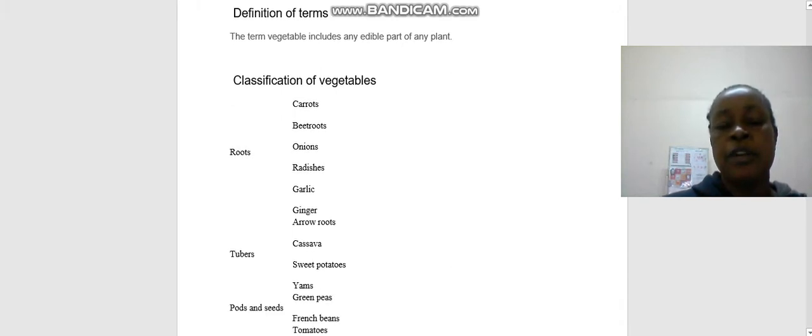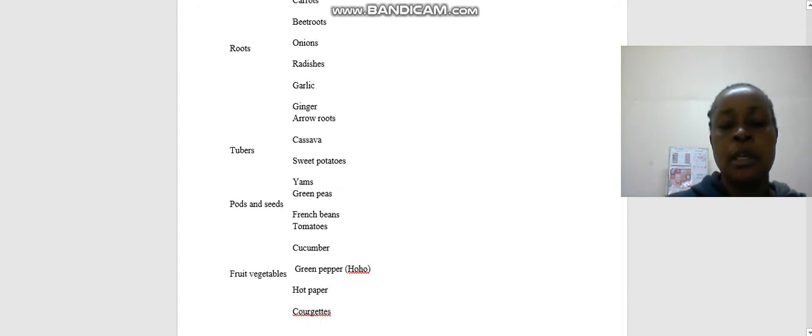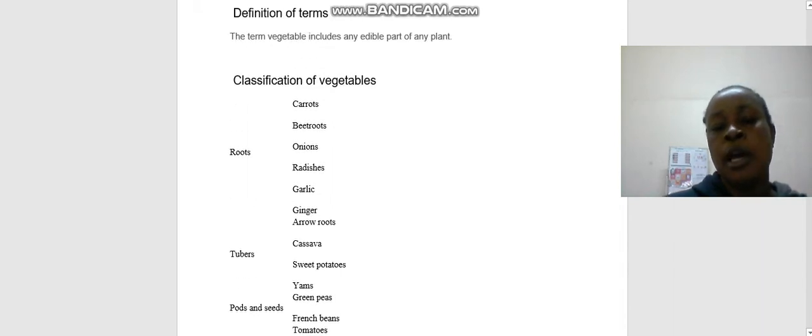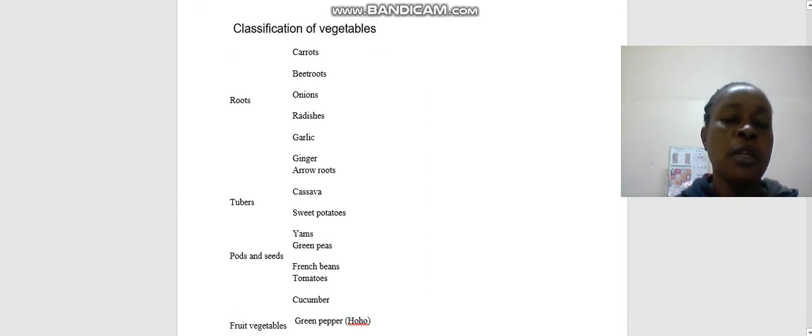Vegetables can be classified into roots, tubers, pods and seeds, and fruit vegetables, and under these I'm going to give examples. Under root vegetables, we have your carrots, beetroots, onions, radishes, garlic, ginger and arrowroots, and even cassavas. Most people know the difference between arrowroots and yam, but yam does not fall under roots, it falls under tubers.